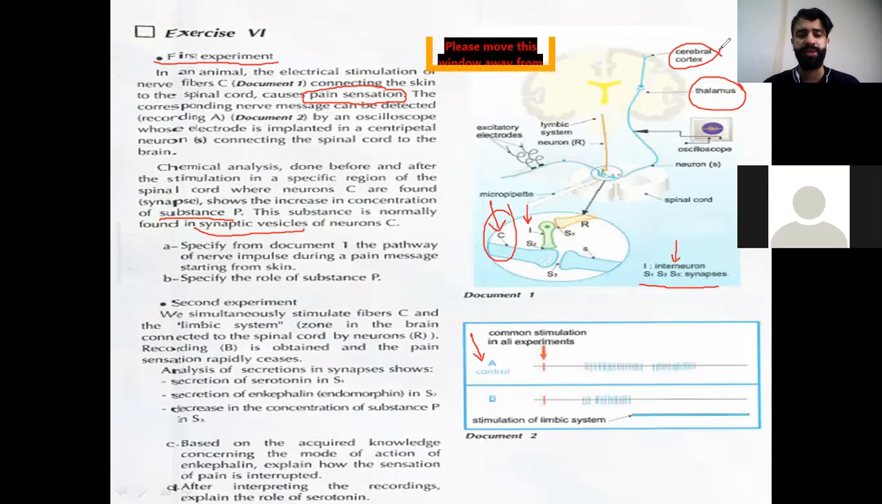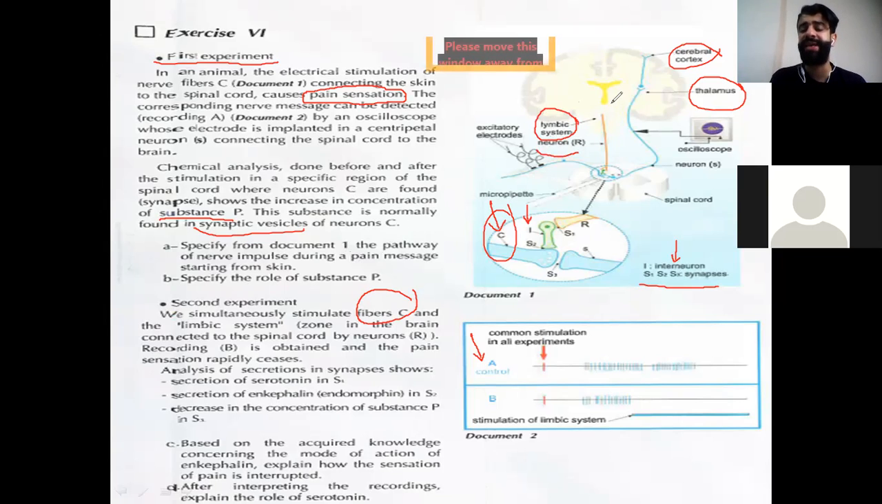In the second experiment, what do they do? They stimulate in a simultaneous manner both fiber C and the limbic system. This is the limbic system. Okay? So limbic system and the fiber C. What is the limbic system? It's a zone in the brain, or a region in the brain, that's connected to the spinal cord by the help of the neurons R.